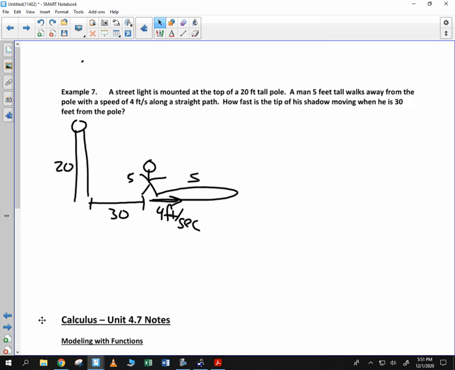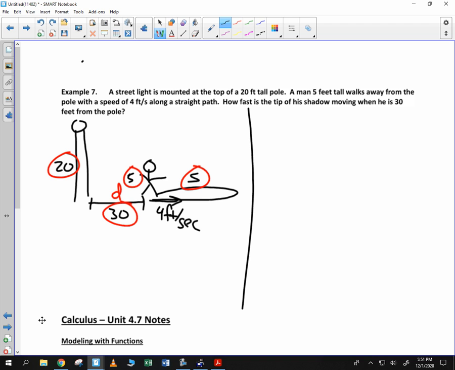So let's think about what's changing. Is the 20 changing? No. Is the 30 changing? Yes. We'll call that D to give it a variable so we see it's changing. Is his height changing? No. Is the length of his shadow changing? Yes. We need to come up with a relationship here that's going to put all these together. And if you can't see it, we are looking at similar triangles.